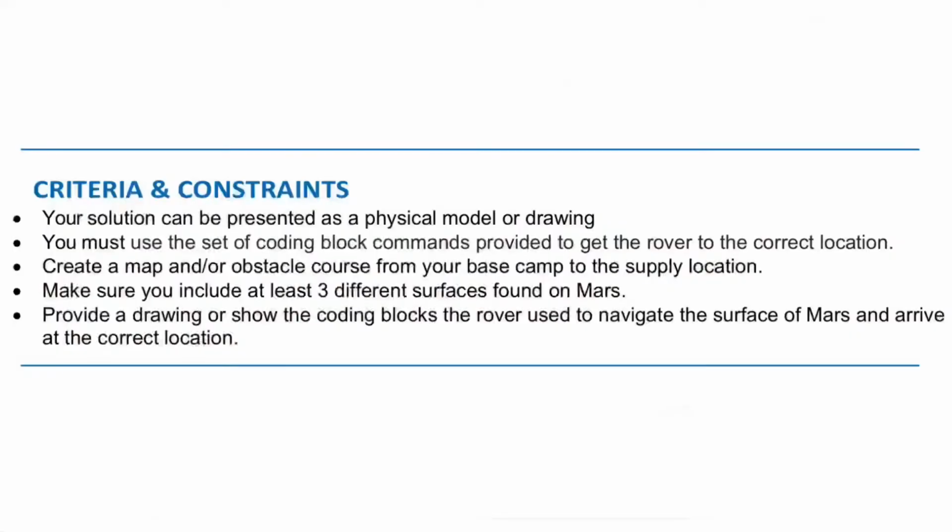So as you complete this challenge, you have some requirements that you need to follow. Your first one is your solution can be presented as a physical model or drawing, and you must use a set of coding block commands provided to get the rover to the correct location. And you also need to create a map and/or obstacle course from your base camp to the supply location, making sure you include at least 3 different surfaces found on Mars, and provide a drawing or show the coding blocks the rover used to navigate the surface of Mars and arrive at the correct location.